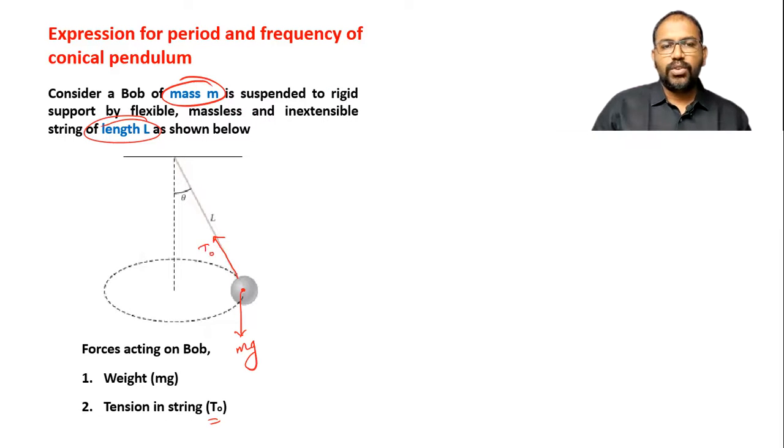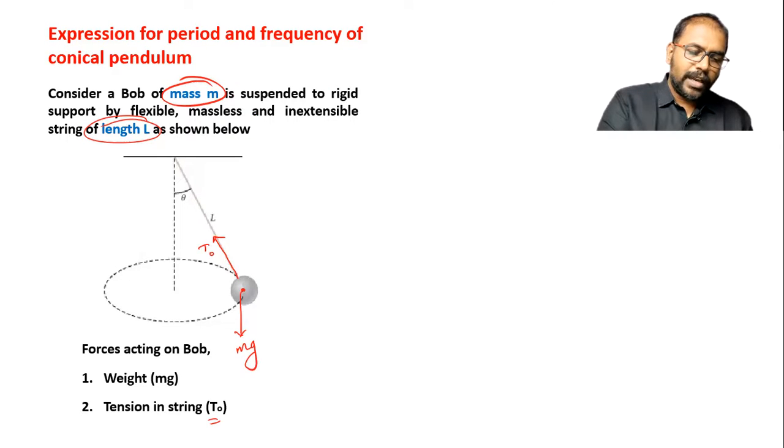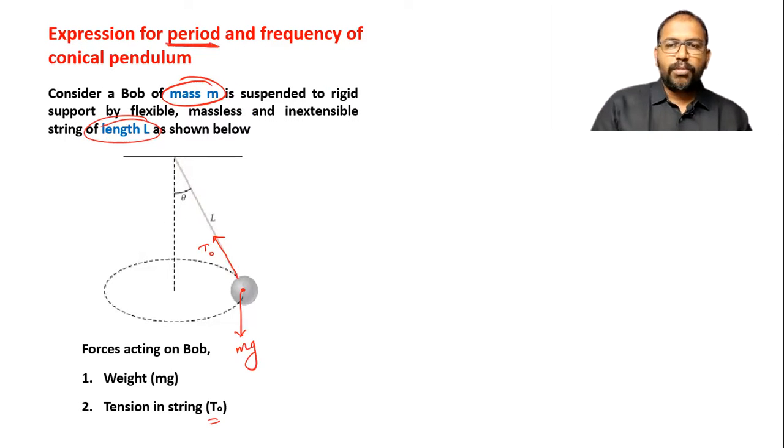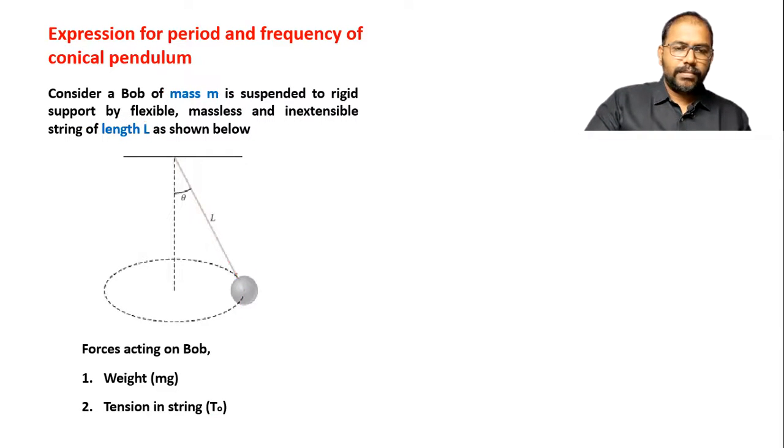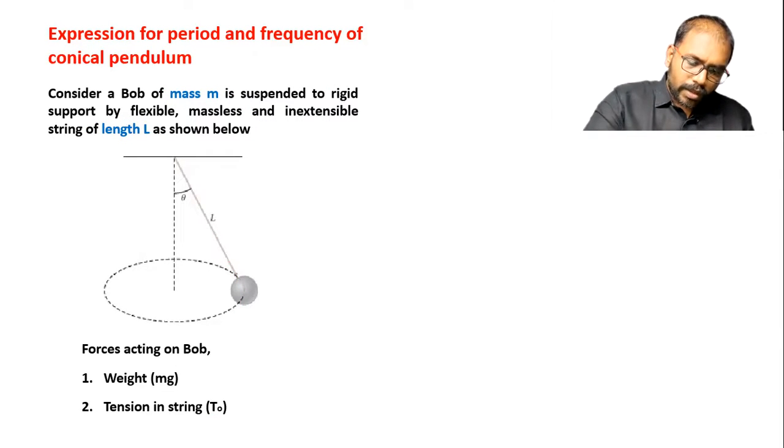Why do we use T0 for tension? The reason is that the title of the article is expression for the period, and for period we use capital T, so we cannot use T for tension. So I use T0 for tension. Here there is the downward force mg and, along the length of the string, the tension.